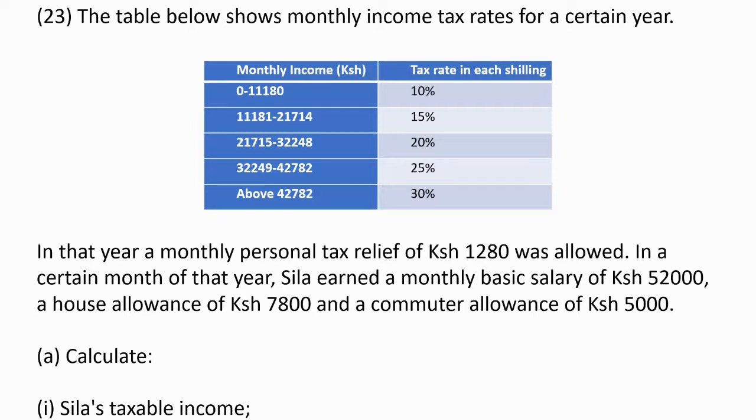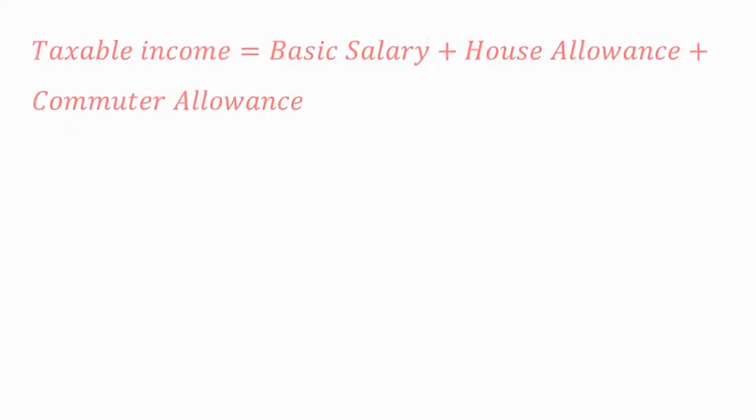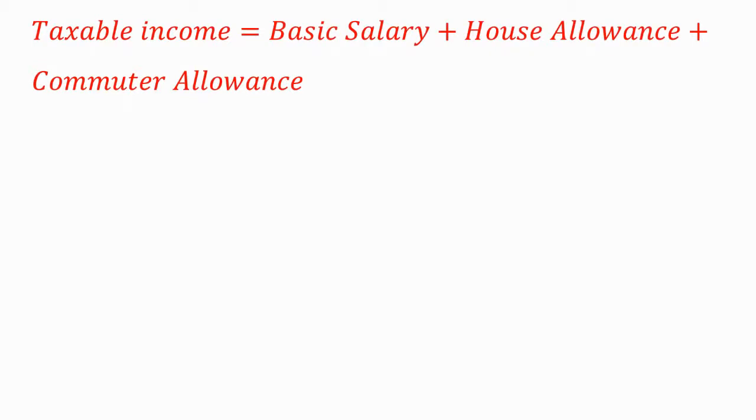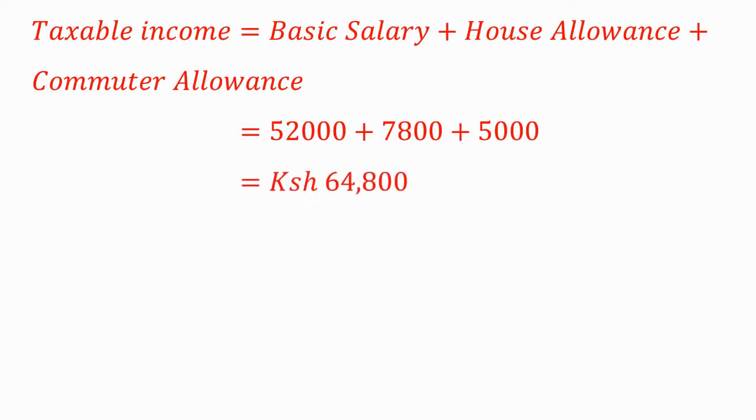So we are supposed to find the taxable income, and in this instance, the taxable income will be the basic salary plus the house allowance plus the commuter allowance, which is equal to 52,000 plus 7,800 plus 5,000, and the total is 64,800. Therefore, the taxable income is 64,800 Kenya shillings.